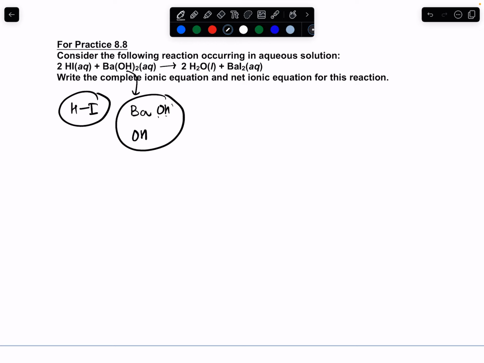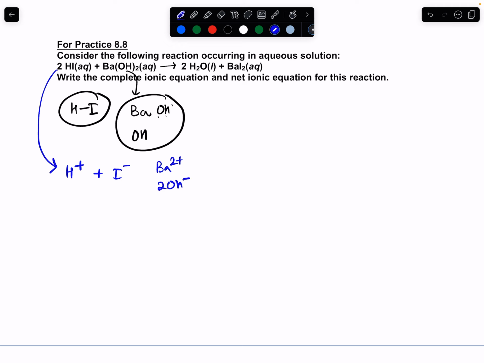The reality is it doesn't exist like this. So anything that has an (aq) beside it actually exists as ions. So the HI looks like this. It exists as H plus and an I minus. And then the Ba(OH)2 exists as Ba2 plus and 2OH minus.